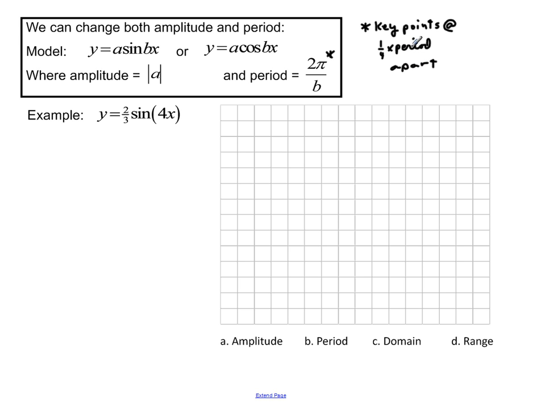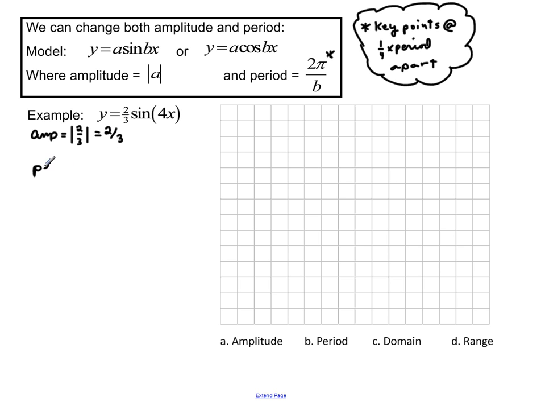All right, so we're going to keep that in mind as we go through our first expression right over here. Our equation is y equals 2/3 sine of 4x, and we would just want to put all this together to get a nice picture of this graph as far as the key points and everything else goes. All right, amplitude. Amplitude is found by taking the absolute value of the number a that's multiplied in front of our sine or cosine function. So in this case, that's the number 2/3.